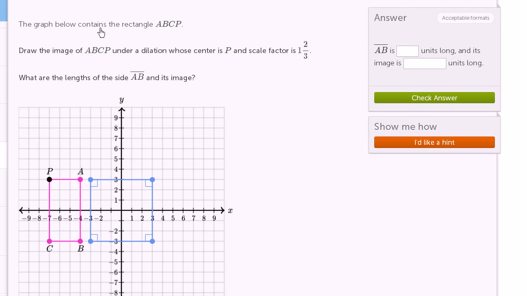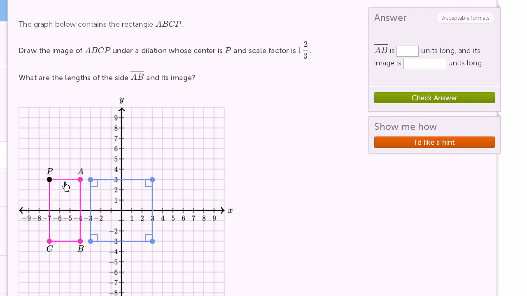The graph below contains the rectangle ABCP. Draw the image of ABCP under a dilation whose center is at P and whose scale factor is 1 2/3. What are the lengths of the side AB and its image?